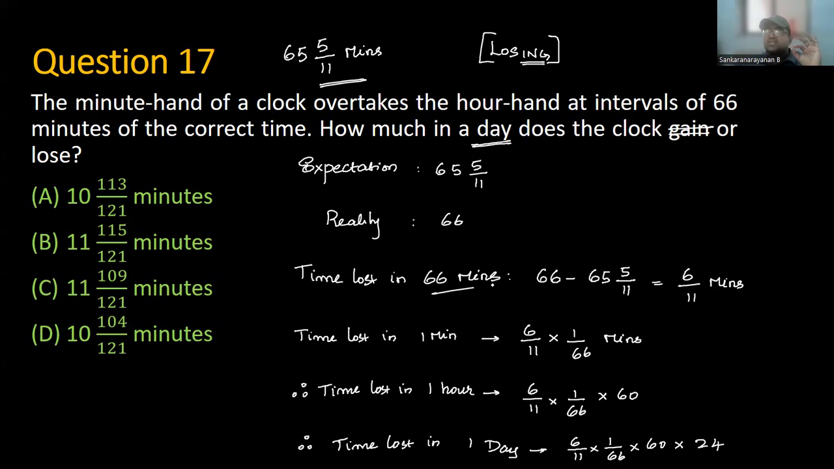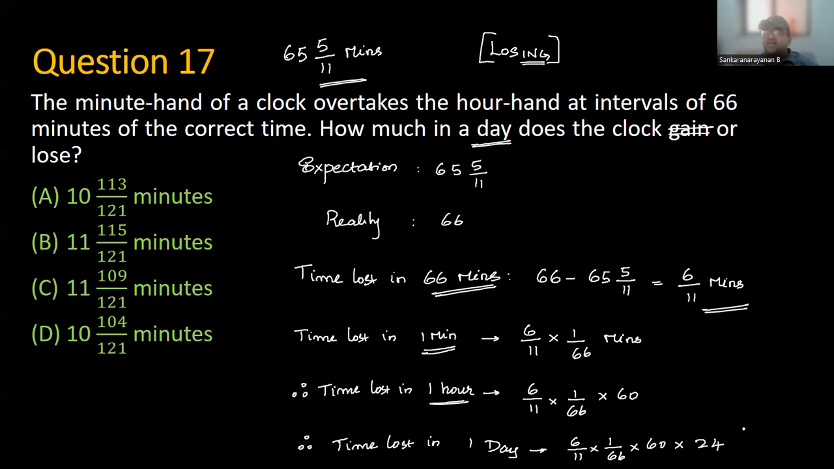The time lost in 66 minutes is 6 by 11 minutes. So the time lost in 1 minute is 6 by 11 into 1 by 66. The time lost in 1 hour is the time lost in 1 minute into 60. The time lost in 1 day is the time lost in 1 hour into 24. So it will be coming as 6 by 11 into 1 by 66 into 60 into 24.